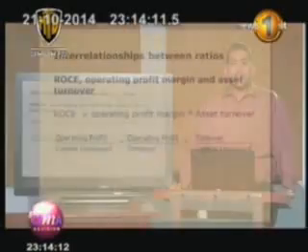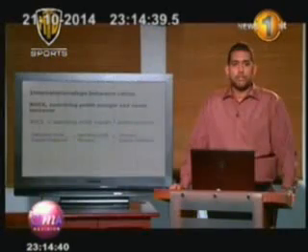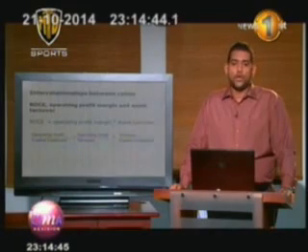You can see on the screen how the calculation can be divided. ROCE, we can divide it as operating profit margin multiplied by the asset turnover. If you go back to the ROCE calculation, it's operating profit divided by capital employed. When we look at operating profit margin, that's operating profit divided by turnover, whereas your asset turnover is your turnover divided by capital employed. Because the turnover is the common factor in both these calculations, ultimately the resultant will give you the ROCE of the organization.